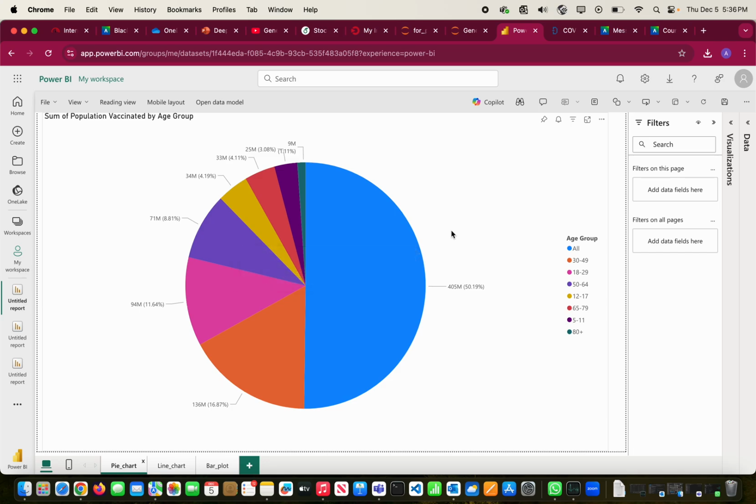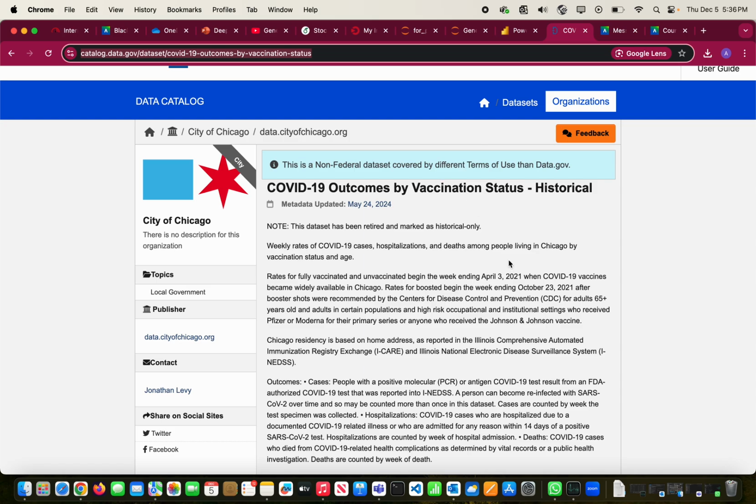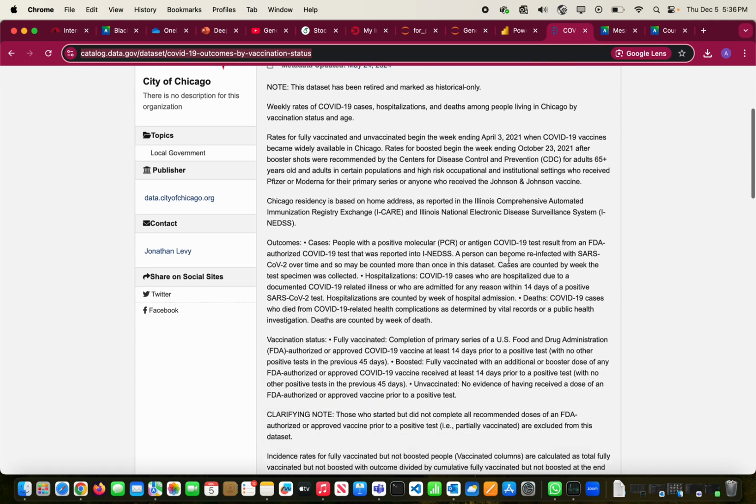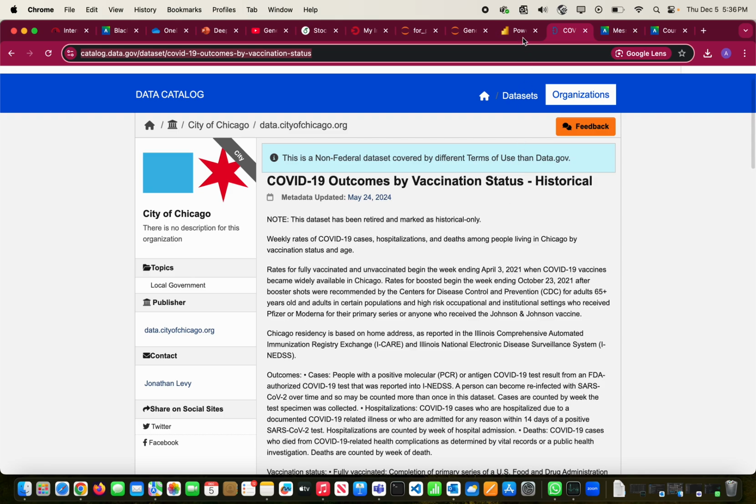Hello, so today I'm going to analyze the graph of COVID for this particular dataset. The dataset that I obtained and used for this is COVID-19 outcome by vaccine status historical. This is the description of the dataset which I am plotting on Power BI.